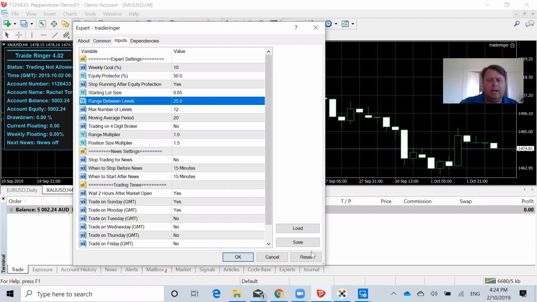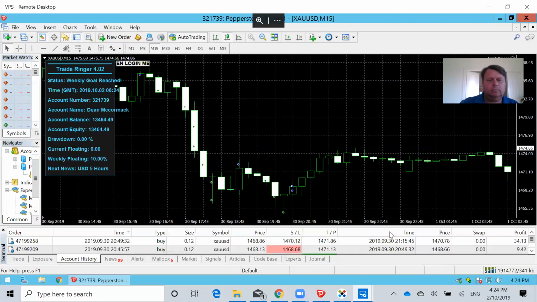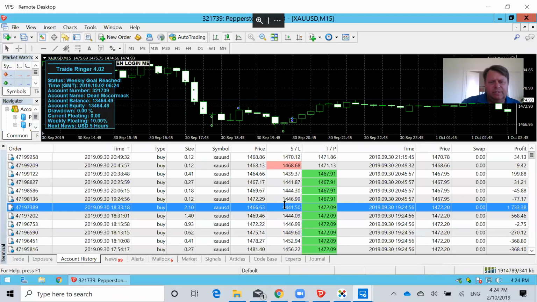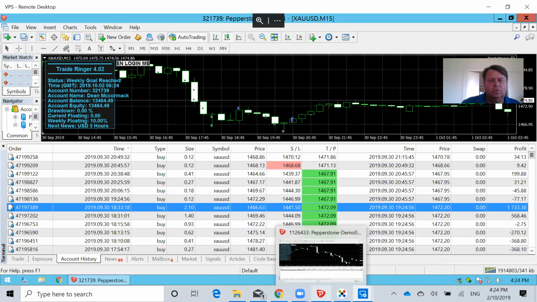So you'll see that about $2.50. It's probably easier if I just look at this. If we see one that jumped in, between 14.69 and 46 cents down to 14.66 and 63 cents is roughly $2.50 difference. So that's what the 25 points means. It's $2.50 in the gold market, or it's about 25 cents in the currency market.